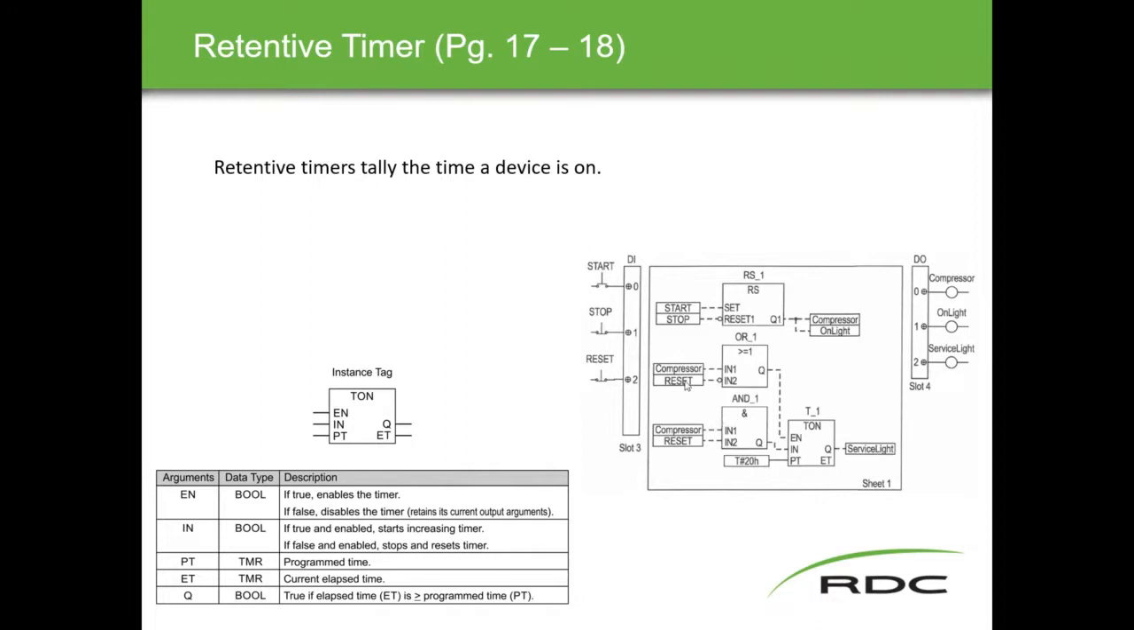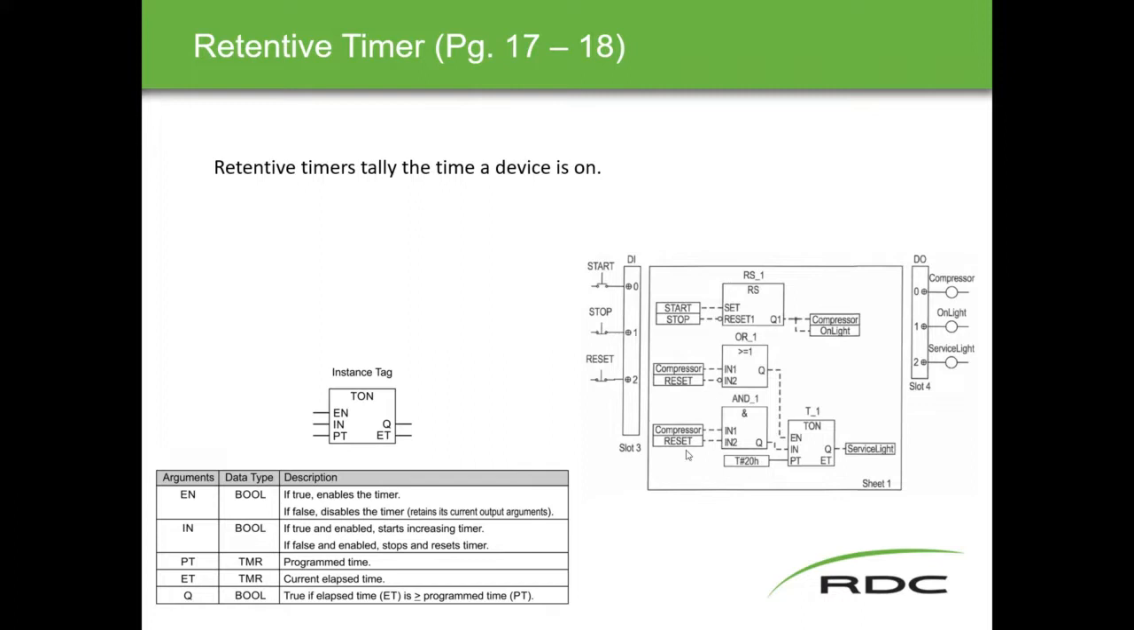Okay, so we have the compressor coming on initially, and the reset button not being pressed as the first enabler for the timer to start. So that says, okay, timer, you can do your thing. Then we have an AND block, which says we need to have the compressor running and the reset button to be true in order to keep it going.